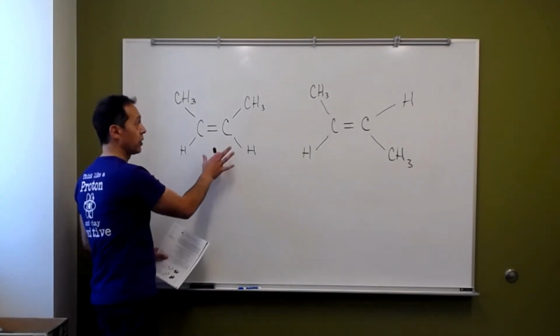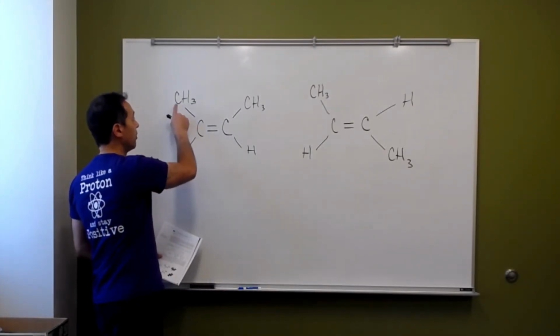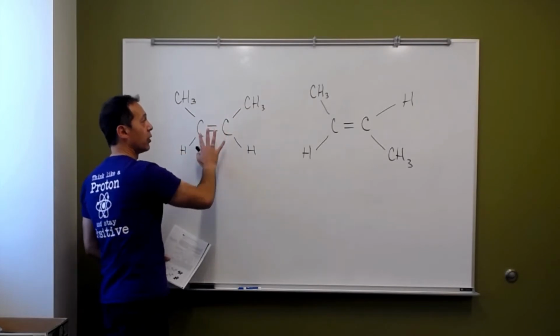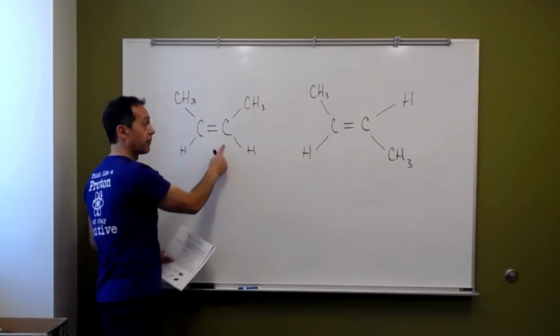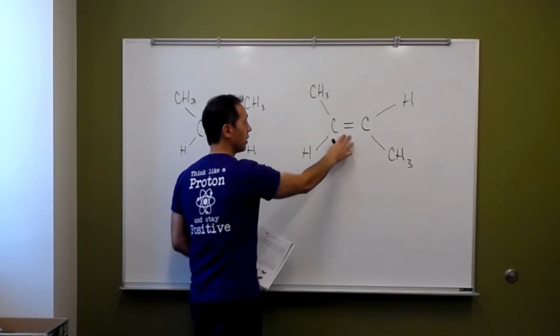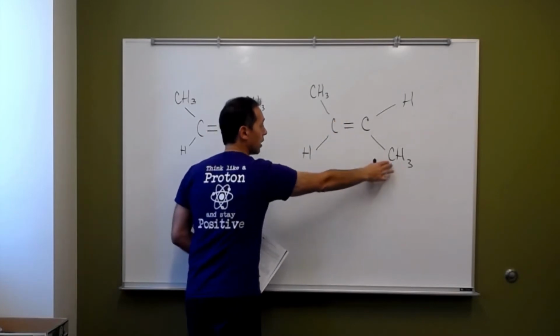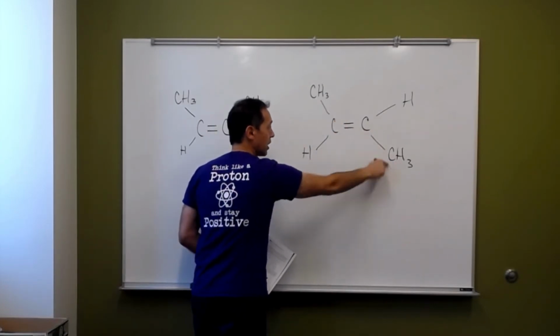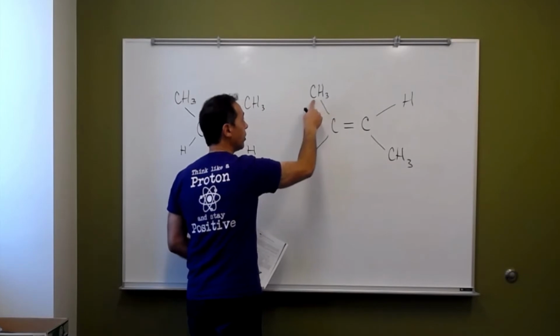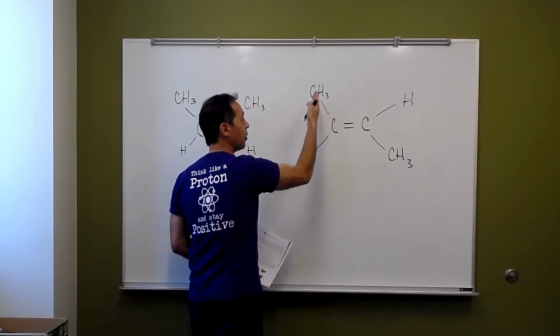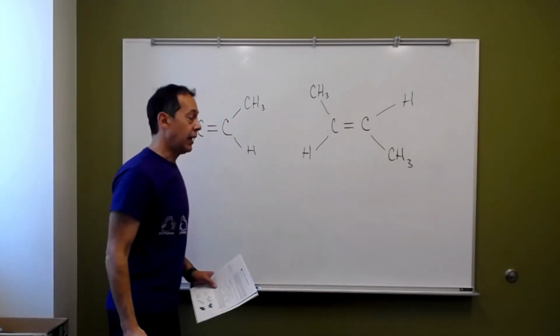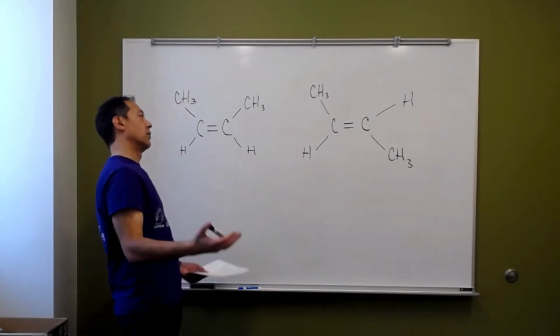On this first one, you can see we've got a methyl group and a methyl group both above the double bond. And then down here, it looks like we've got a methyl group below the double bond. And here we have a methyl group above the double bond. And you might think to yourself, okay, so what?